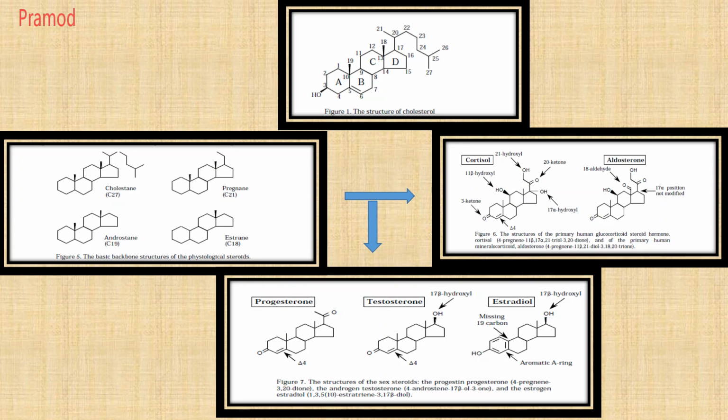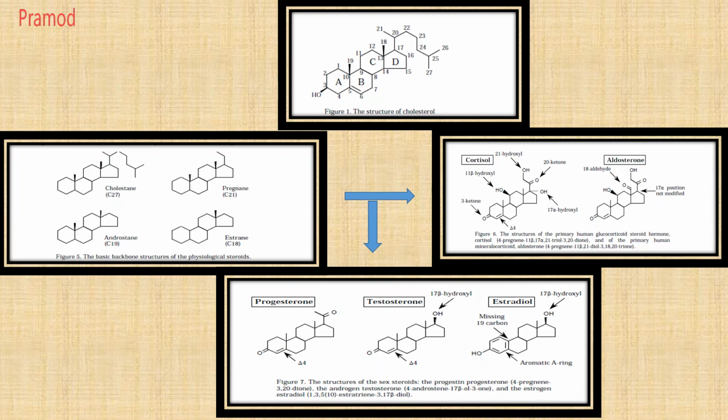Now what is the difference between cortisol and androstenedione? Androstenedione is also a 21 carbon compound with an OH at the 21st position and a carbonyl at the 20th position. There is no OH at the 17th position. The difference over here is that it contains an extra carbonyl group, an aldehyde group at the 18th carbon. So your methyl gets converted into an aldehyde group. Now this was between your corticosteroids, glucocorticoids and mineralocorticoids.